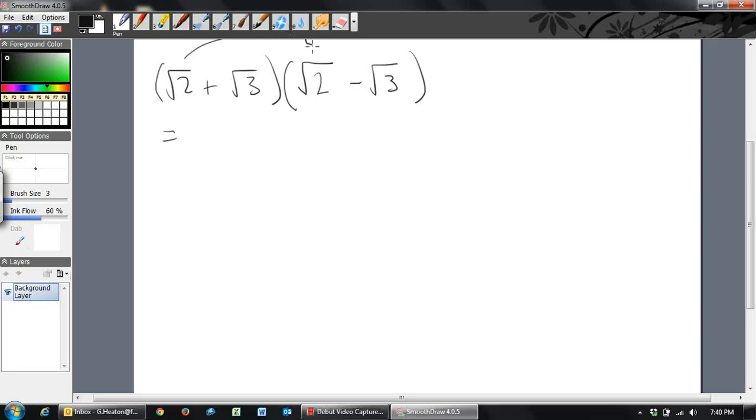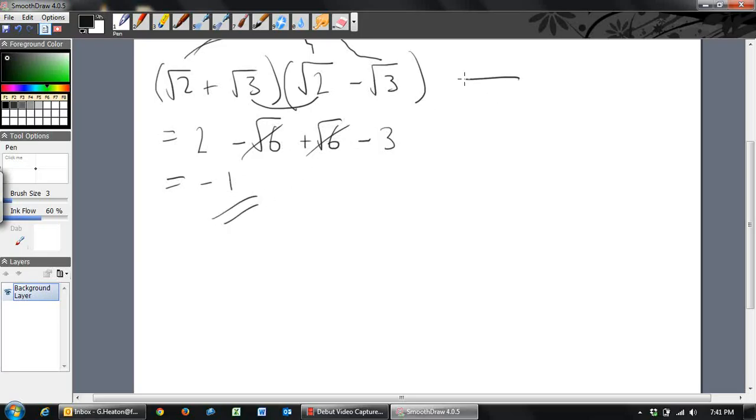Cool. Let's see what happens when we multiply this out. Using FOIL, what's root 2 times root 2? That's 2. Can you see how that's got rid of the surd? What's root 2 times negative root 3? That's negative root 6. What's root 3 times positive root 2? That's positive root 6. And lastly, what's positive root 3 times negative root 3? That's negative 3. Negative root 6 and positive root 6 cancel, and so we're left with 2 minus 3, which is equal to negative 1.